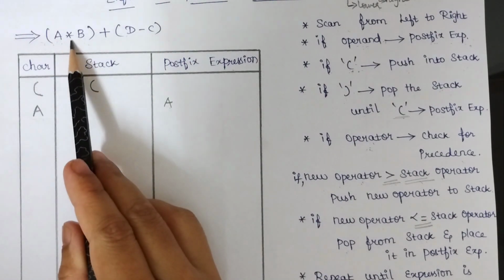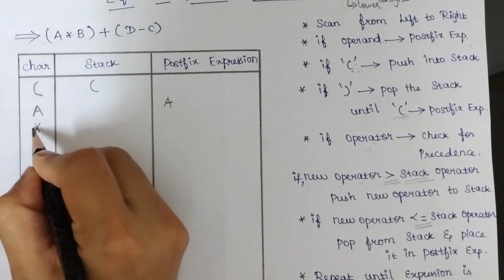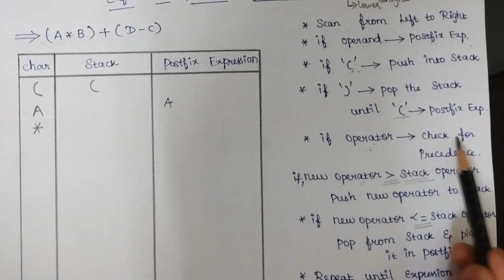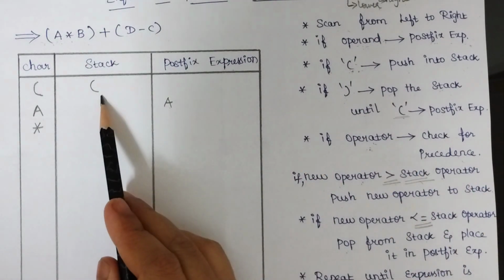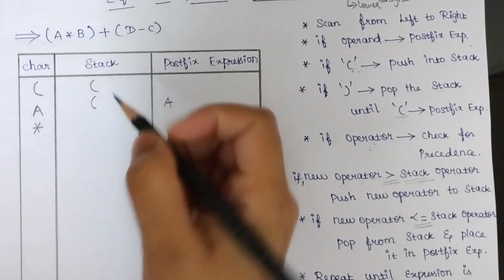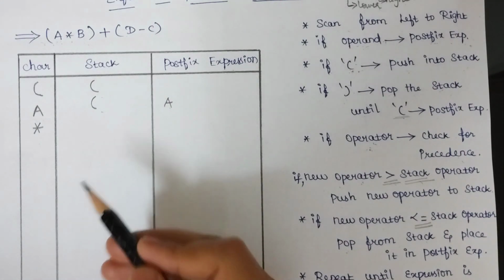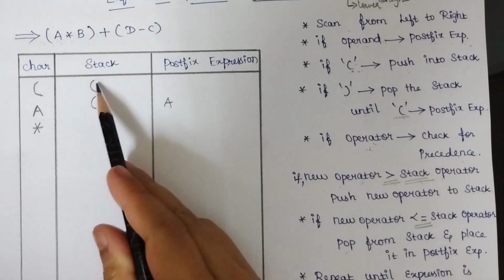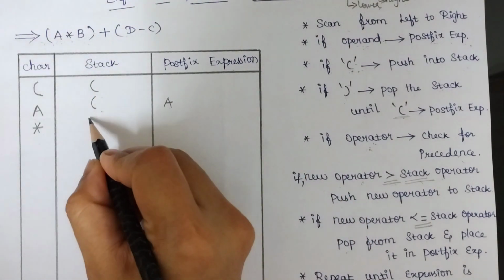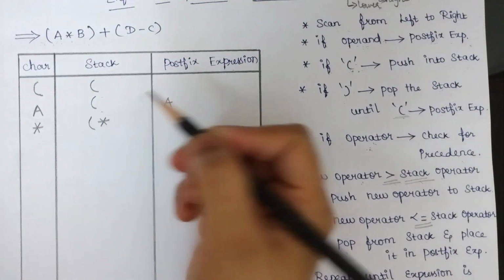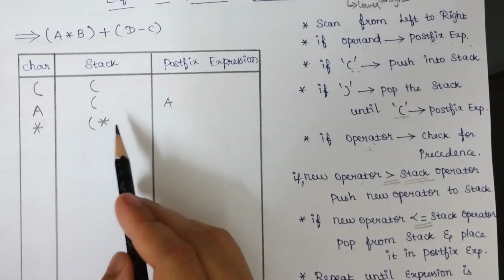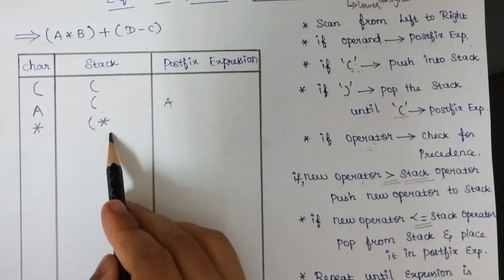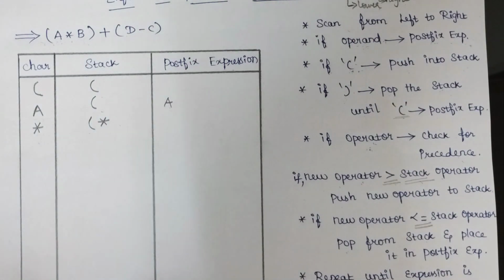Then what is the next character scanned? That is multiplication, so this is an operator. What if you find an operator? You need to check for the precedence of the operator. If you look at the stack, inside the stack we only have this open parenthesis. We don't have any other operators. If no other operator is present inside the stack other than the open parenthesis, you directly push that operator into the stack. No need to check for any condition.